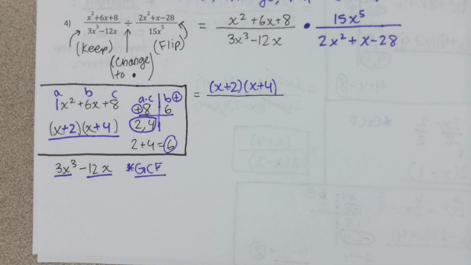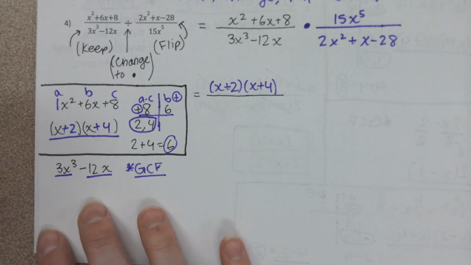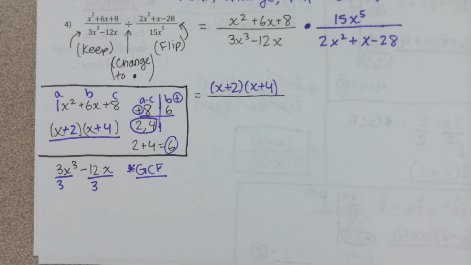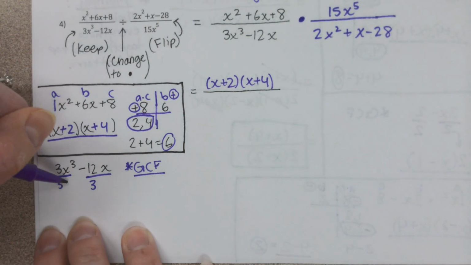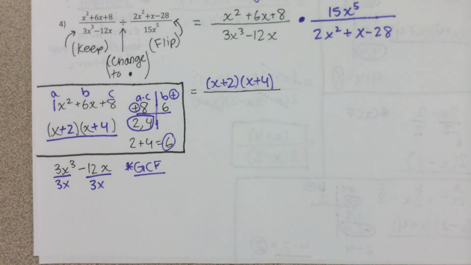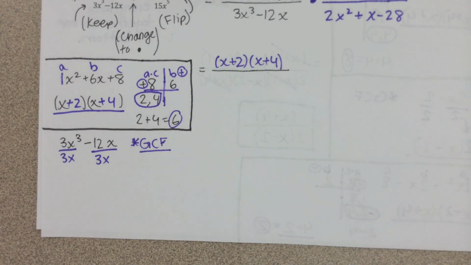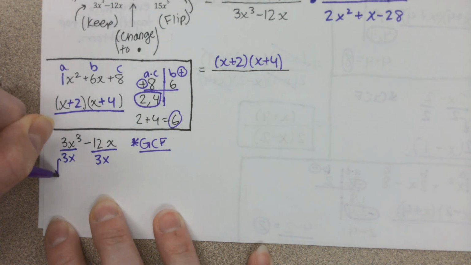Now this one is more than just a number or more than just a letter, it is both. Make sure you're always checking for both. First off, 3 and 12, you can divide both of those by 3. And notice they both have x's on them. They both have at least 1. So we can actually take out 3x. That's the full GCF. If you don't take out the full GCF, then your answer will be partially incorrect. So I'm going to pull that out.